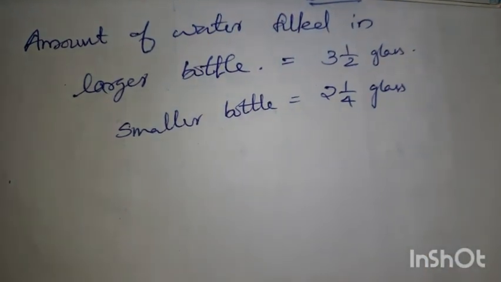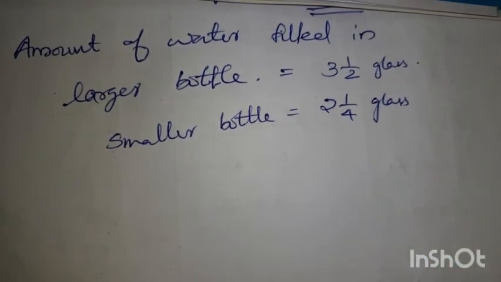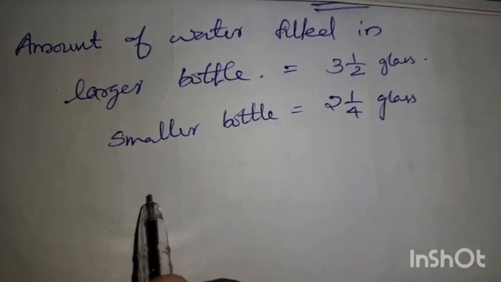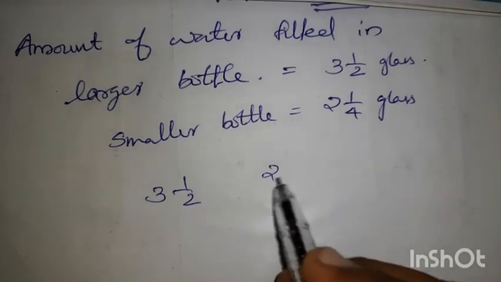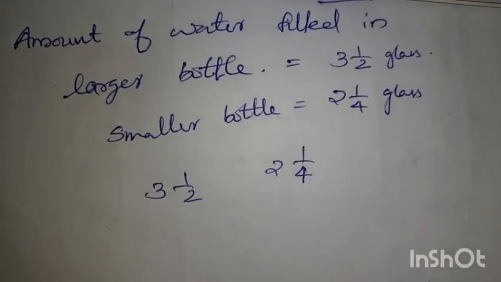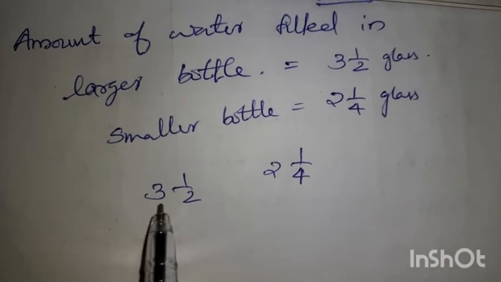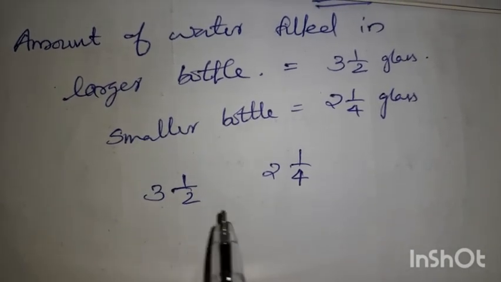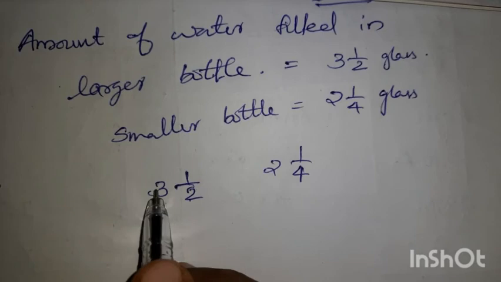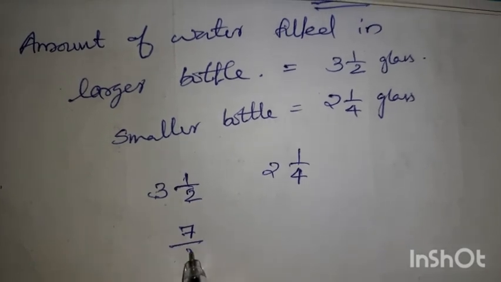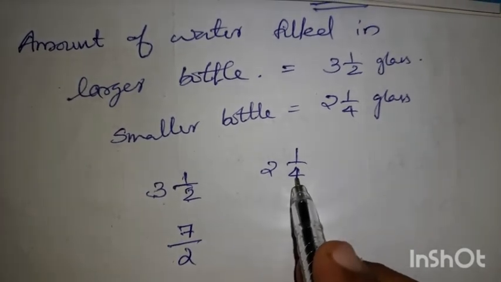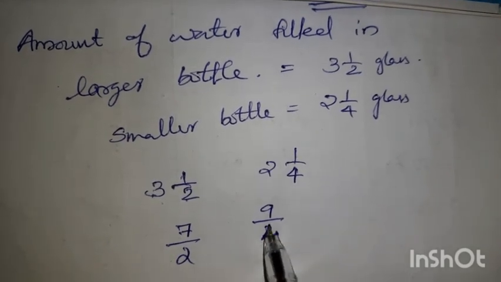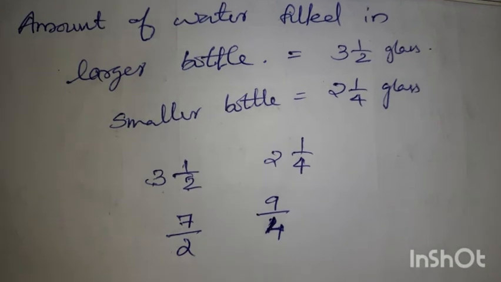Okay, so 3 1/2 and 2 1/4 are the ratios you have to find out. 3 1/2 and 2 1/4. We need only these numbers. Okay, so this is a mixed fraction. That mixed fraction we have to change to a normal fraction. So 3 into 2 is 6, 6 plus 1 is 7, 7/2. 2 4s are 8, 8 plus 1 is 9, 9/4. So you got two fractions now.